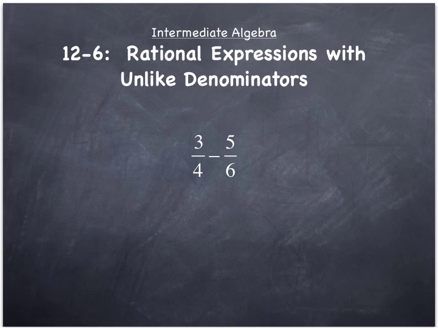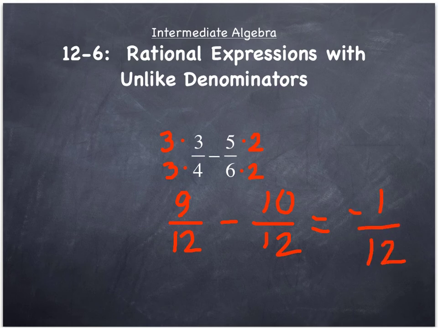So what I'm going to do then is I'll try to write this as something over 12 in each case. On my first one, 3/4, I'd have to multiply this denominator by 3, and then I'd also have to multiply my numerator by 3, so I'd get 9/12. And down here, I multiply my denominator by 2, my numerator by 2, so I get that. Now I have my common denominator, so 9/12 minus 10/12 is negative 1/12. So that's our answer. Again, it's not anything tough.